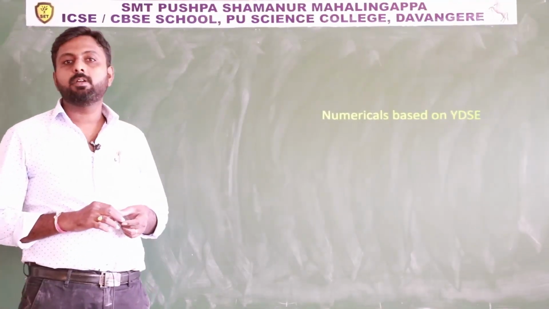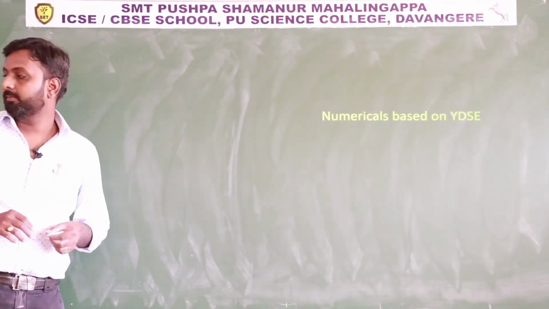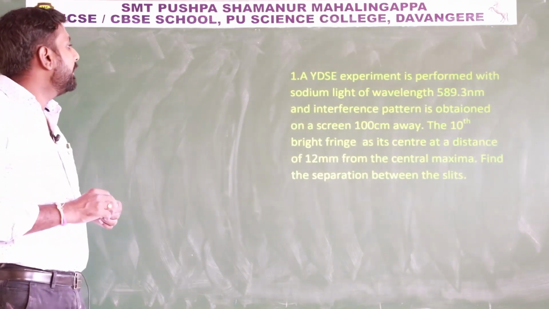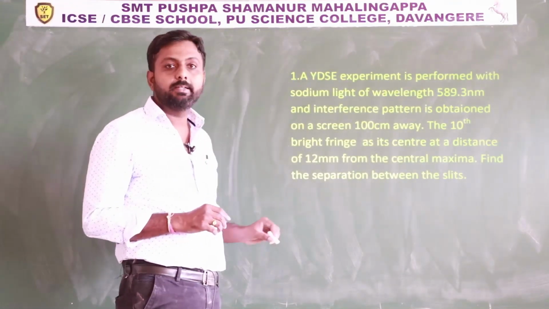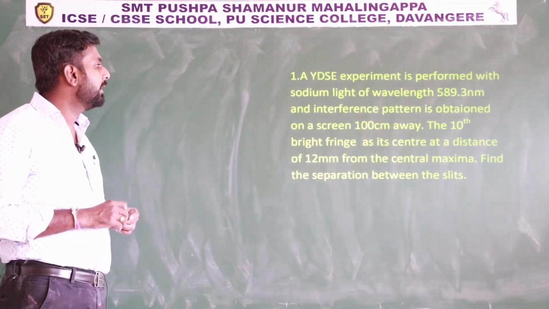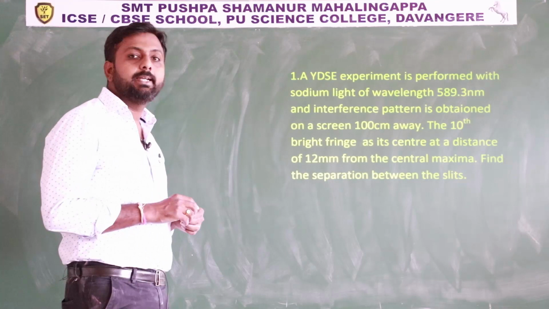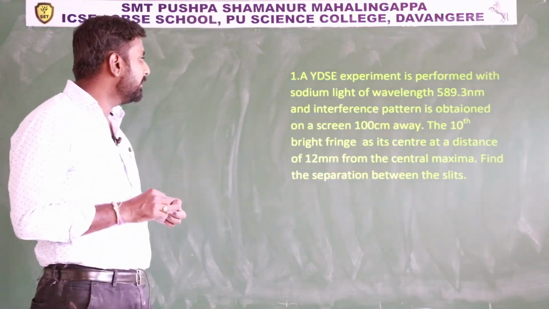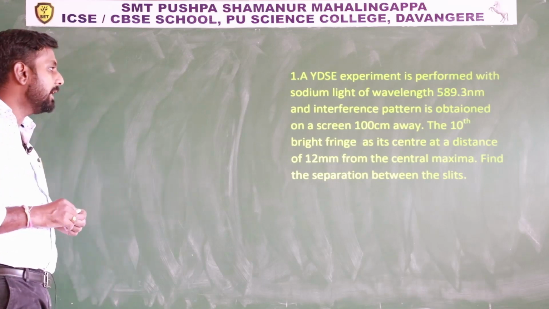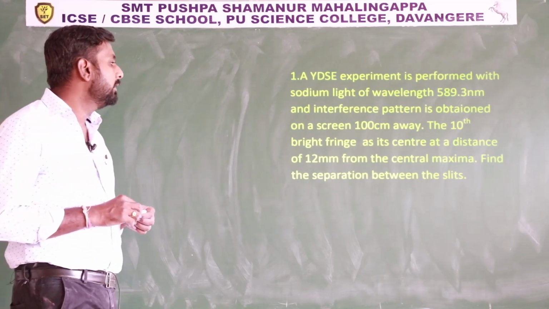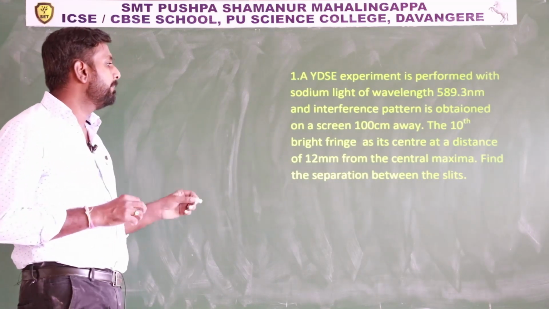So, problems based on Young's double slit experiment. First one: YDSE, Young's double slit experiment, is performed with sodium light of wavelength 589.3 nanometer, and the interference pattern is obtained on a screen 100 centimeter away. The 10th bright fringe has its center at a distance of 12 millimeter from the central maxima.